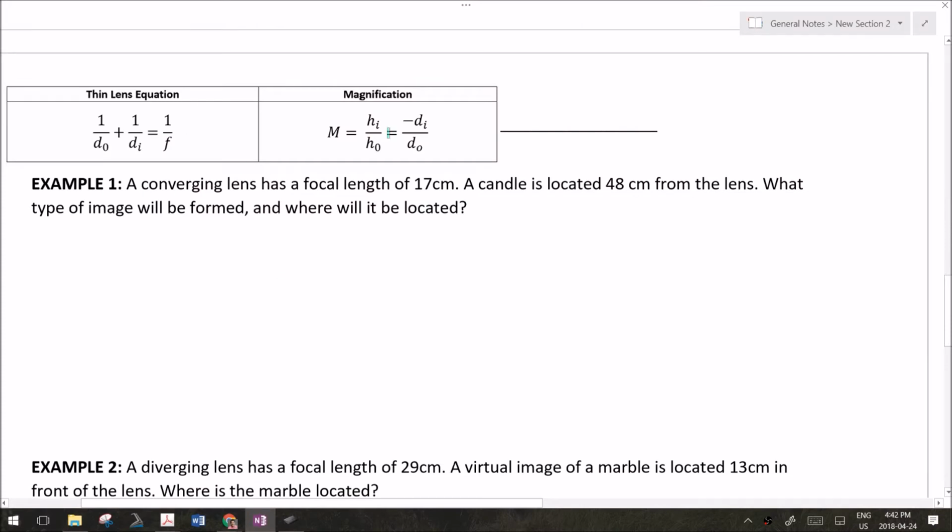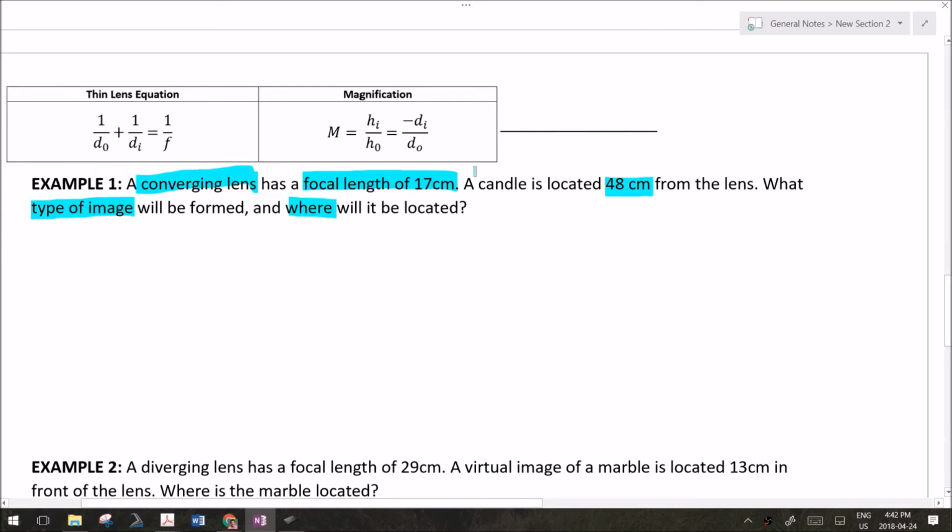Let's take a look at this problem here. So I have my lens equations up at the top. There's the thin lens equation and the equation for magnification. Sometimes I need to use one of these, other times I will use both. So in this example we have a converging lens that has a focal length of 17 centimeters. The candle is located 48 centimeters from the lens, and we want to know what type of image will be formed and where will it be located.